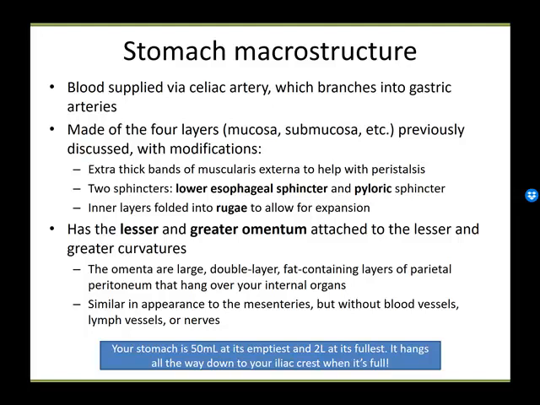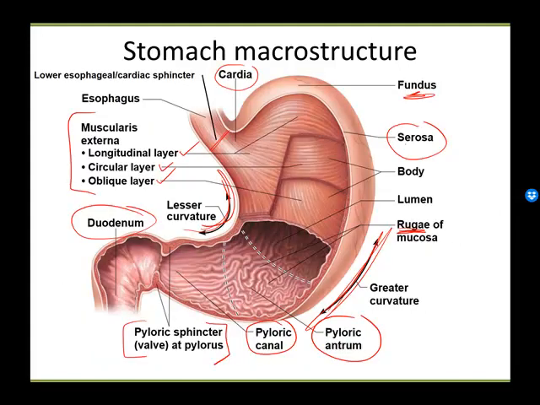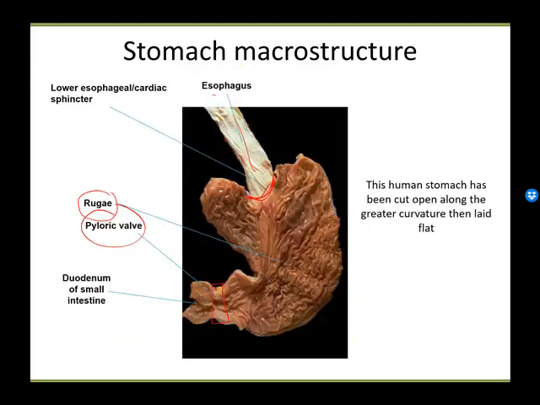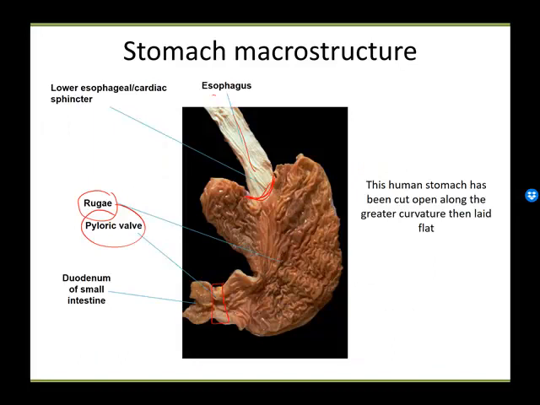And our stomach has those 4 layers that we discussed previously, the mucosa, submucosa, muscularis externa, and the serosa. However, there's a couple modifications here. We said that we had those extra thick bands, that extra layer of muscularis externa, to help with that rock and roll peristalsis, and that was the oblique layer within the stomach. And we have 2 special sphincters, the lower esophageal sphincter and the pyloric sphincter.